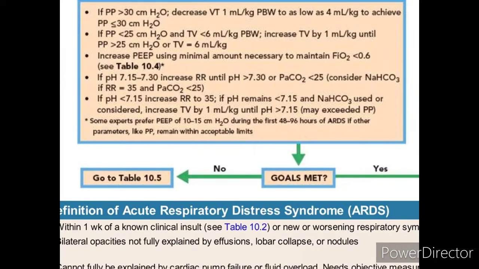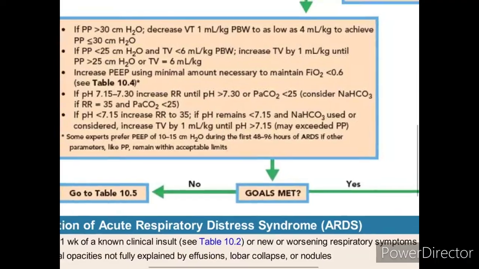Now the PEEP, although it has been said here that the minimum amount of PEEP necessary to maintain FiO2 less than 0.6, some prefer to use a higher PEEP of 10 to 15 centimeters of water during the initial 2 or 3 days. There is this concept called open lung strategy. This is a combination of what we describe as lung protective strategy along with PEEP optimization and possibly recruitment maneuvers.